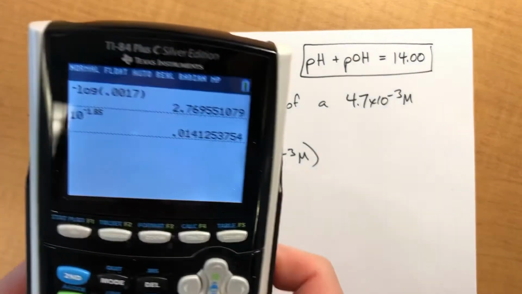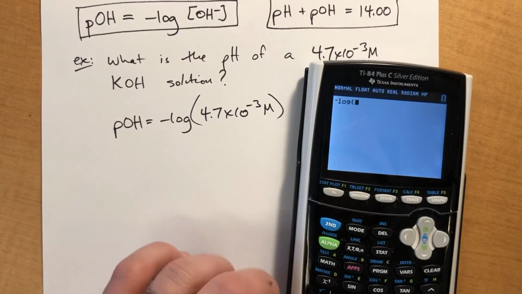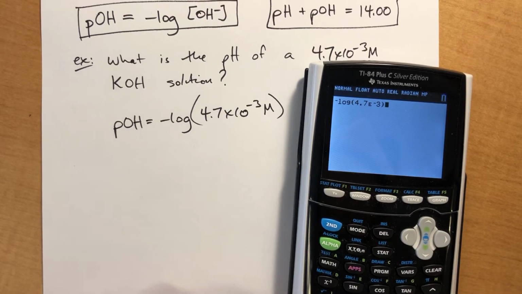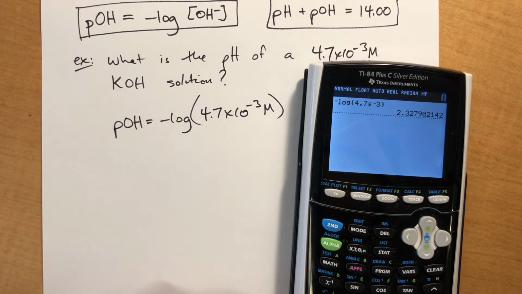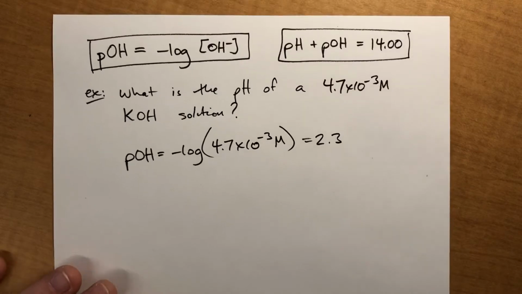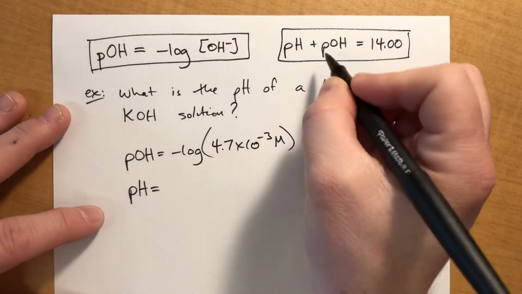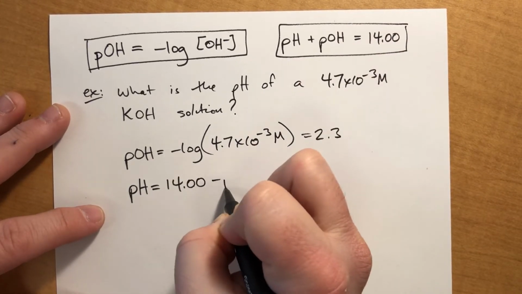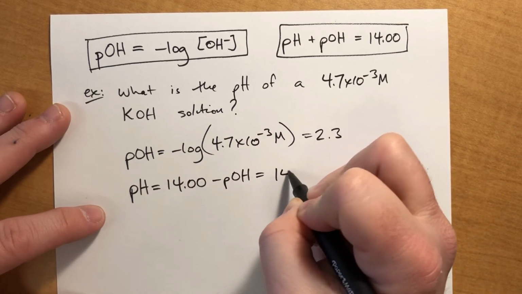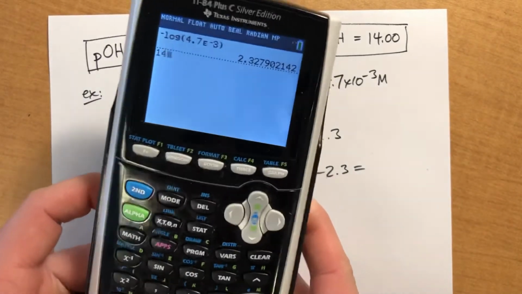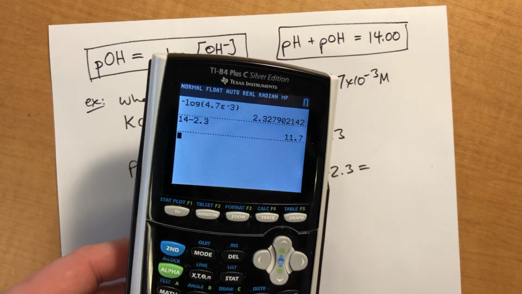Okay. Just made this problem up, so I'm going to have to actually plug it in here. Negative log of 4.7 e to the -3rd. And I got 2.3, I guess, I only have 2 sig figs. 2.3. Great. Okay, that's a number. The pH is going to be equal to 14 minus that. You'd have to subtract pOH off both sides to solve for pH. So it's basically equal to 14.0 minus pOH, which we just solved for. So 14.00 minus 2.3. Okay, I got 11.7.